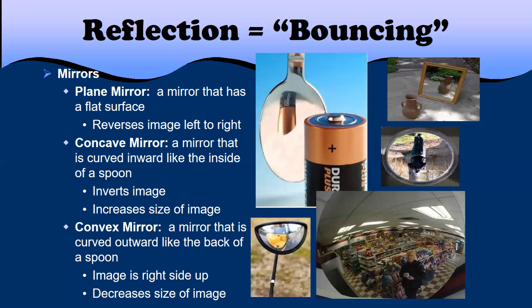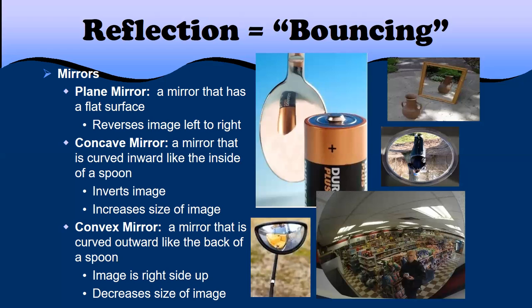You also see these convex mirrors in gas stations or stores, somewhere up in the corner. That big mirror that's like the back of a spoon is really round, and you can see the entire store. And that whole thing's a camera, right? So it sees what's going on all the time, and it shows you a good right side up image.